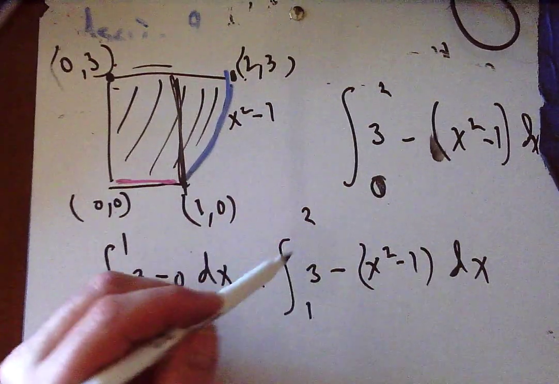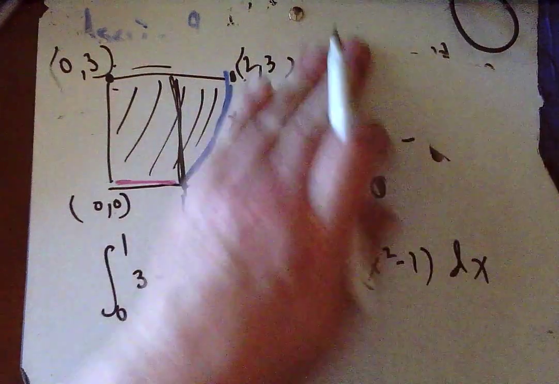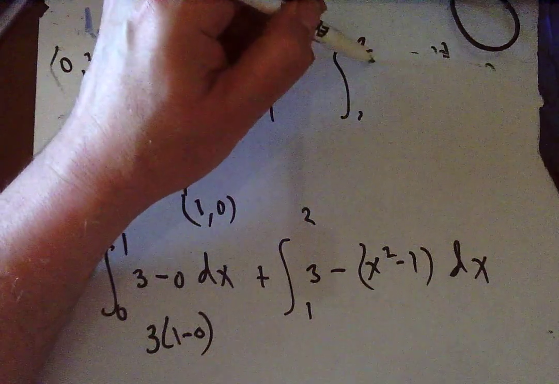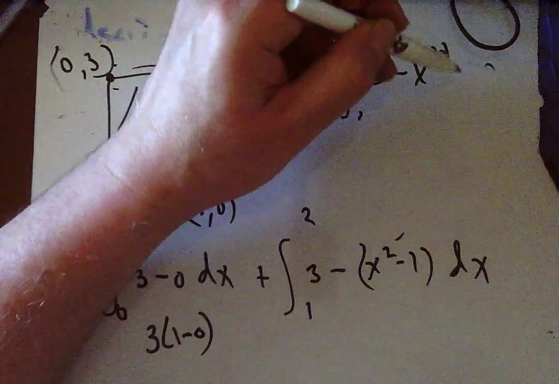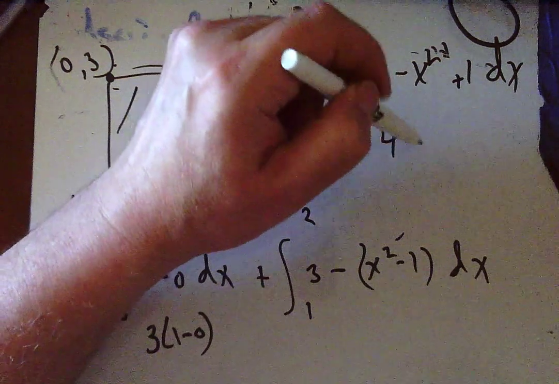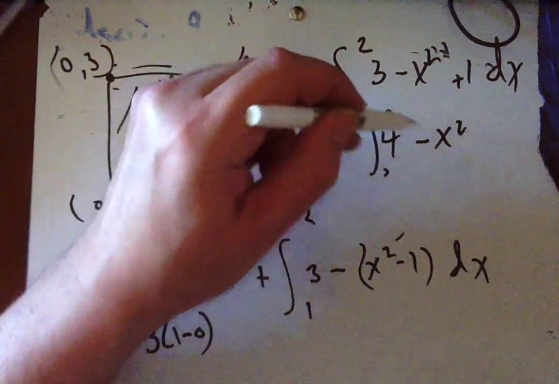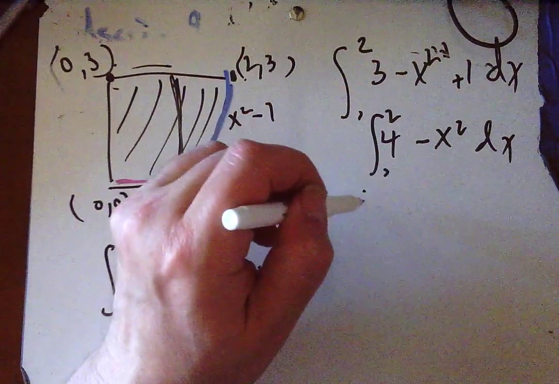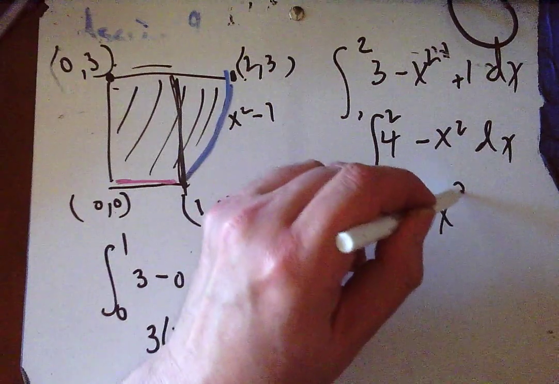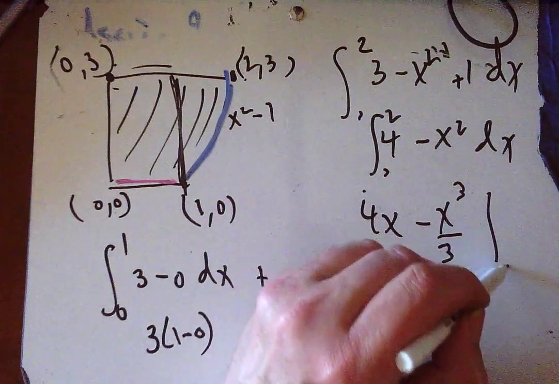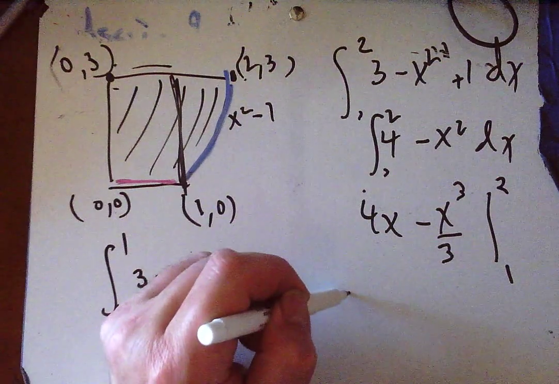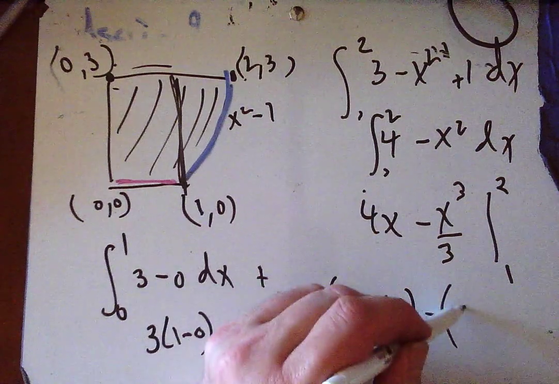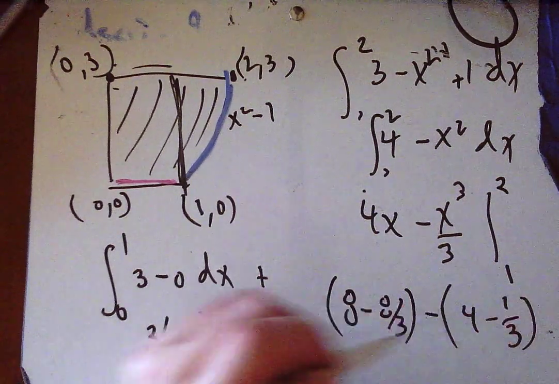And this one, I can do a bunch of different ways. You choose, doesn't matter to me. You might be the person who wants to go 1 to 2 of 3 minus x squared minus a minus 1 is plus 1. And say, hey, that's going to be 4 minus x squared from 1 to 2 dx. And then say, okay, antiderivative of 4 is 4x. The antiderivative of x squared is x to the third over 3. And we're evaluating from 1 to 2. So that's going to be 8 minus 8 thirds minus 4 minus 1 third.